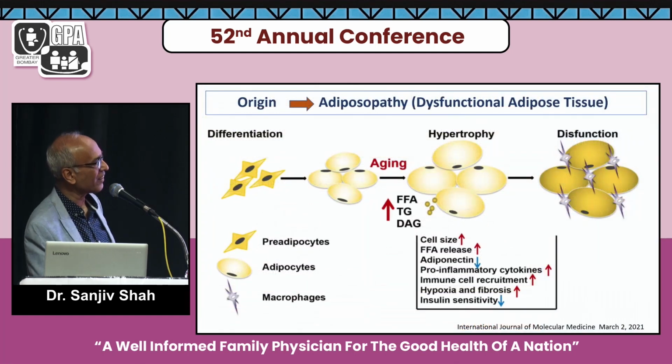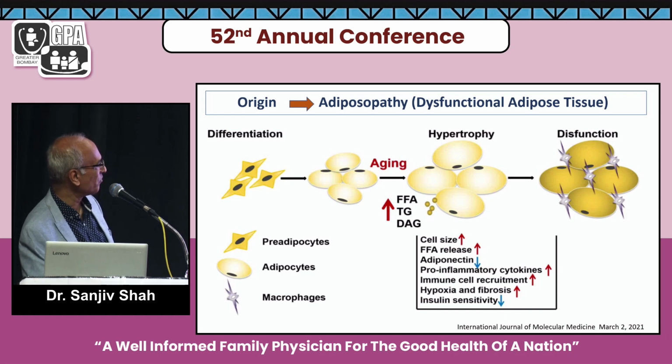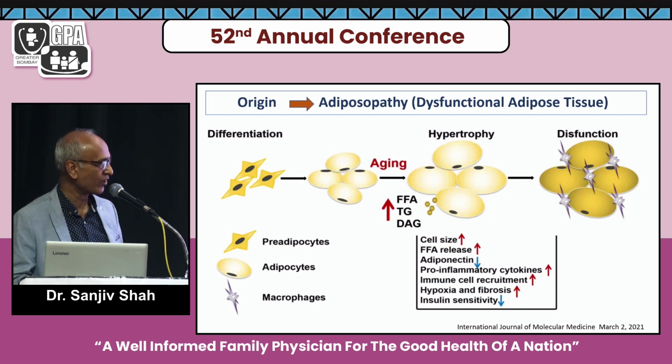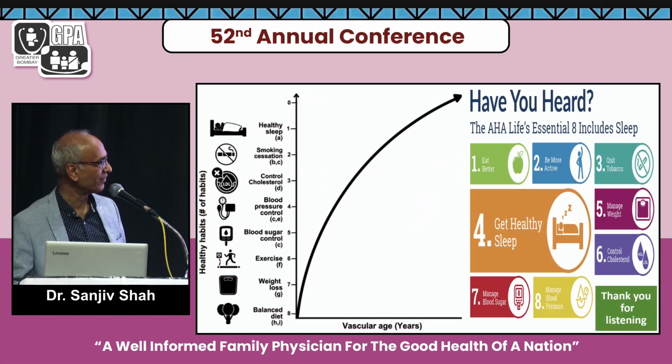So this is a slide on dysfunctional adiposopathy. This is pre-adipocyte, adipocyte, and macrophage. So as the cell size of adipocyte increases, there is release of free fatty acid, pro-inflammatory cytokine, impact on fibrosis, and inhibition of insulin action.